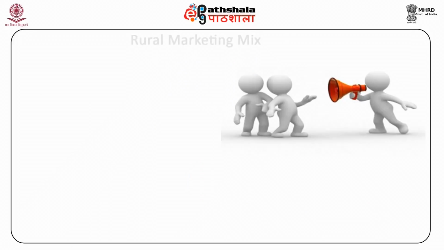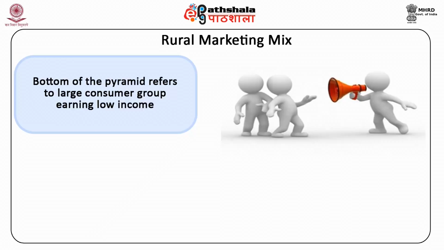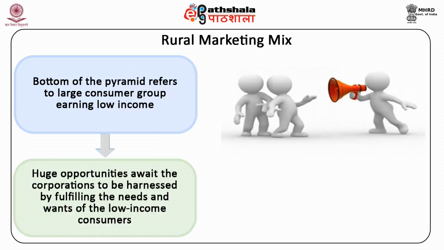Till now, we have considered the challenges and opportunities faced by rural marketing, but now we will analyze the rural marketing mix. Rural marketing mix consists of 4 P's and 4 A's. C.K. Prahalad in 2006 highlighted the potential that lies at the bottom of the pyramid. Bottom of the pyramid refers to large consumer group earning low income. Huge opportunities await the corporations to be harnessed by fulfilling the needs and wants of the low income consumers belonging to the uncovered and remote areas.